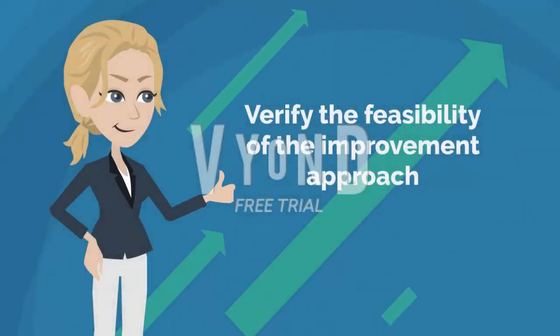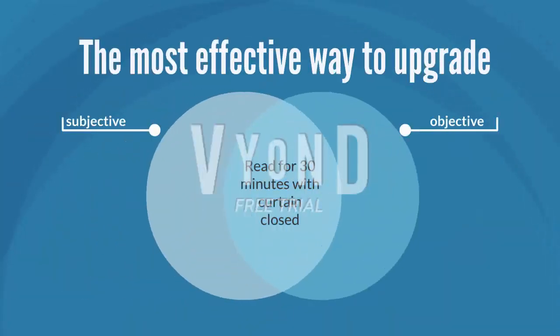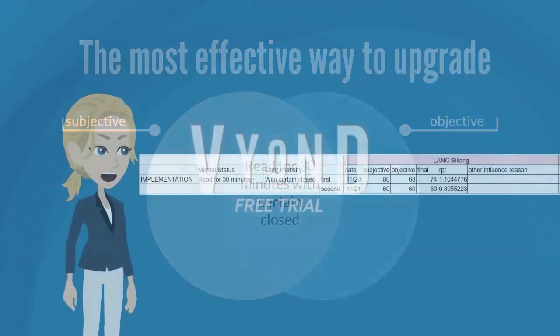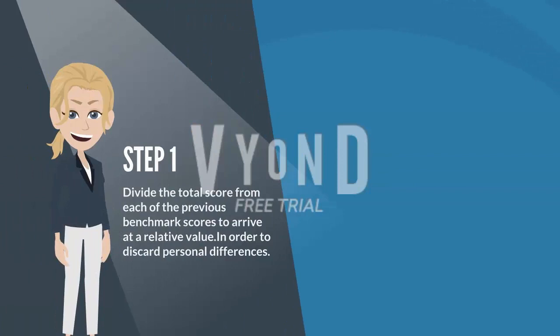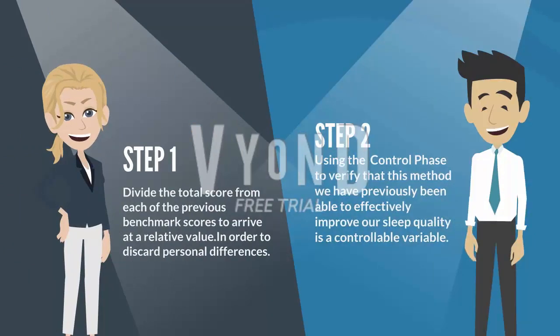Next, we need to verify the feasibility of the improvement approach. Using the previous analysis conclusions, we can conclude that only the coefficients related to the closed curtain and bedtime reading are positive, so our next improvement plan is based on this conclusion. Each experimenter was tested in this manner for 2 days and the results of the experiment were recorded. First, divide the total score by its corresponding baseline score for a relative value, in order to discard personal differences. Then, using the control graph, we verify whether this method to improve our sleep quality is stable and within control.